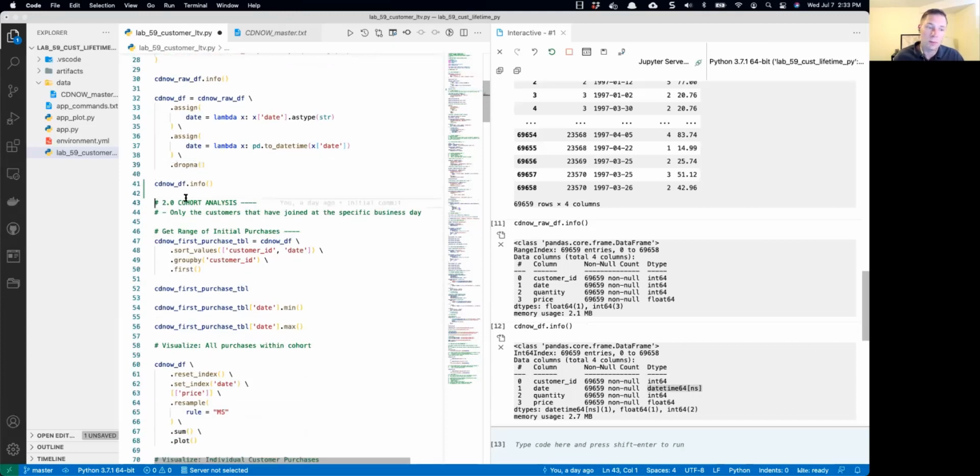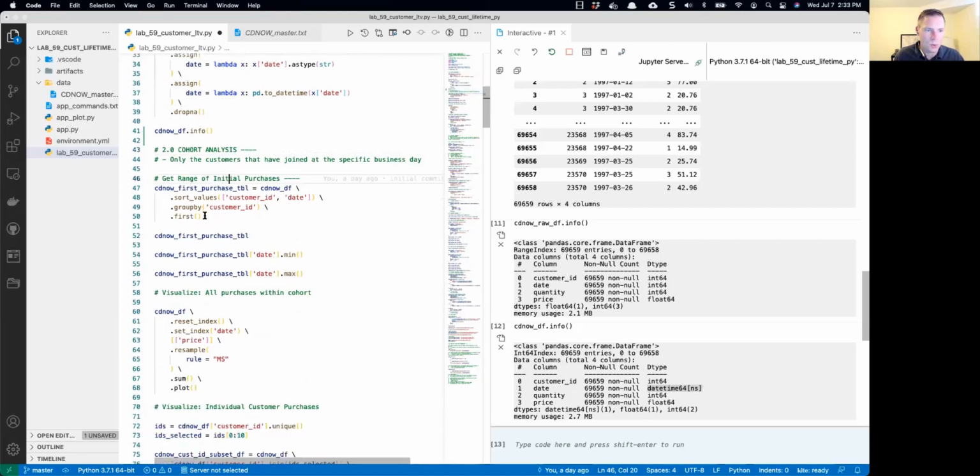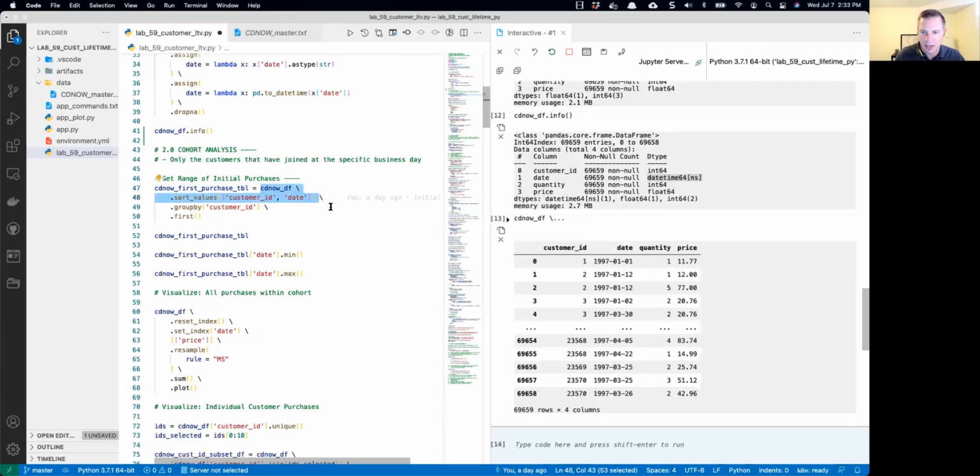Next section, we're going to be doing our cohort analysis. So we're going to be looking at the customers that have joined within a specific time window. What we want to do is know when their first purchase was. So that's what this does. We're going to be using a little bit of Pandas. We're going to start with our CDNOW, and sort our values by customer ID and date.